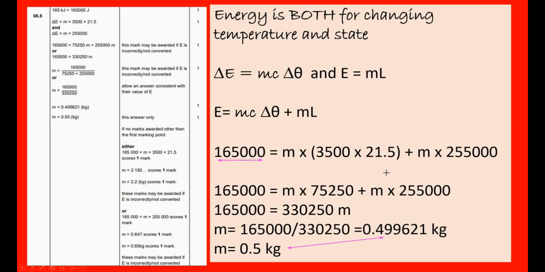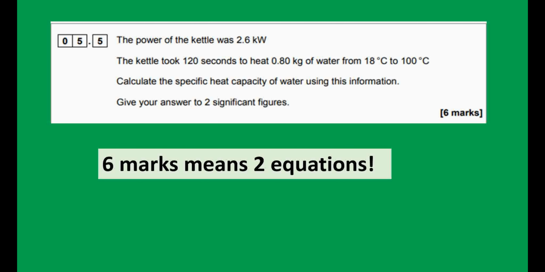Next, we've got another multi-equation question. We've got a question about a kettle. So a kettle is 2.6 kilowatts, not just watts, 2.6 kilowatts. And the kettle took 120 seconds to heat 0.8 kilograms of water from 18 to 100 degrees Celsius. Calculate the specific heat capacity of water using this information. Give your answer to two significant figures. 6 marks means two equations. Now this one's a little bit trickier than the last one to figure out the equations because you've got lots of different power equations. But you need to be careful.